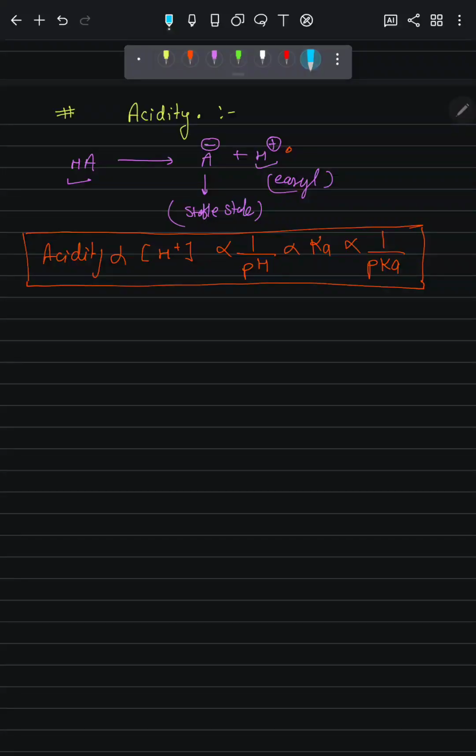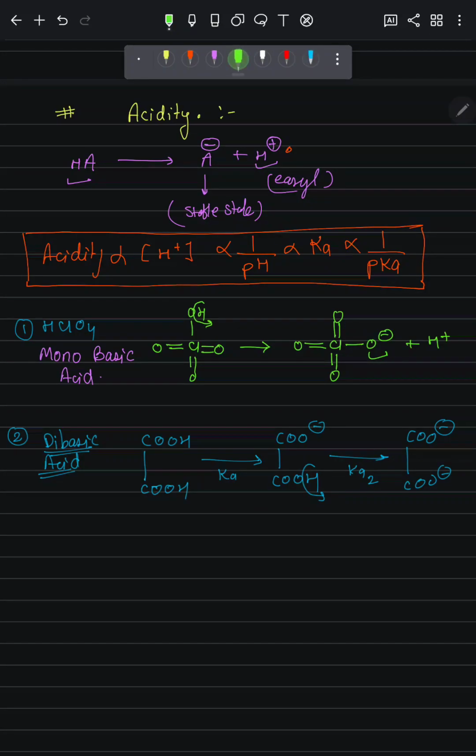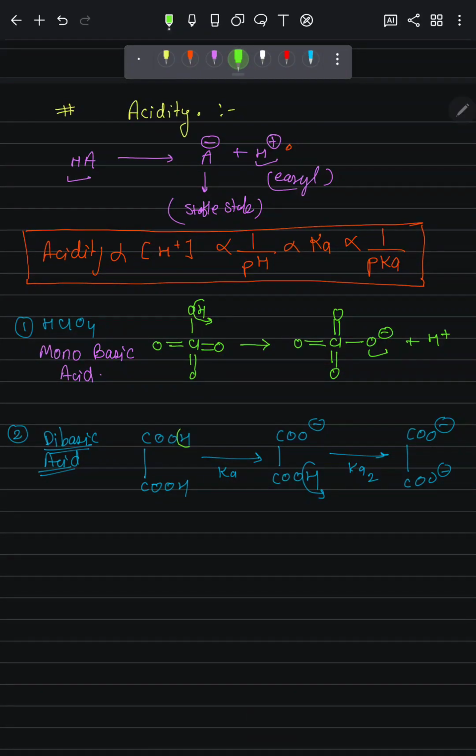Now let's talk about what are monobasic acid and what are dibasic acid. As you can see, this is the example of monobasic acid, in which this hydrogen will be released and this type of anion will form here. So this is the example of dibasic acid. What is dibasic acid? Here one hydrogen is removed first, with Ka first, and a negative ion will form. So this is a monobasic acid, and for another Ka, hydrogen is removed from here. So this two negative charge will form. So this is the example of dibasic acid.